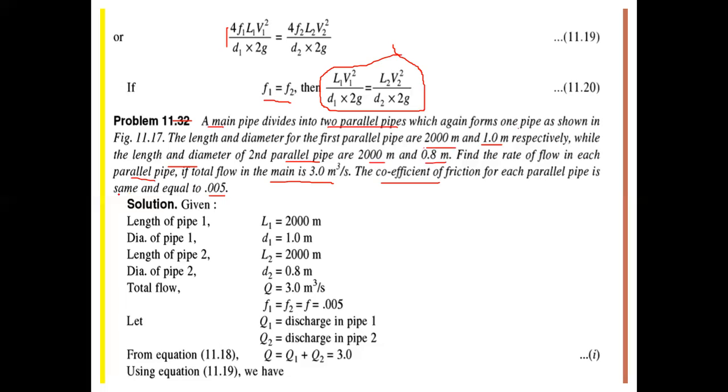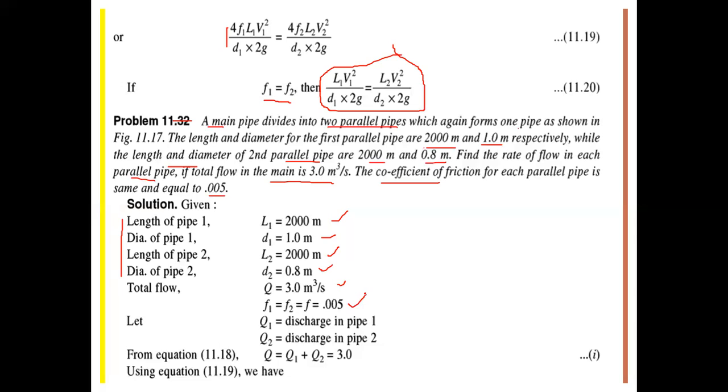Okay, now write the given data. The length of the pipe L1 is equal to 2000 meters. The diameter of the pipe D1 is equal to 1 meter. The length of the pipe L2 is equal to 2000 meters. The diameter of pipe 2, D2, is 0.8 meter. Then what is the total flow? The total flow is given as 3 meter cube per second. Therefore, F1 is equal to F2 is equal to F is equal to 0.005.